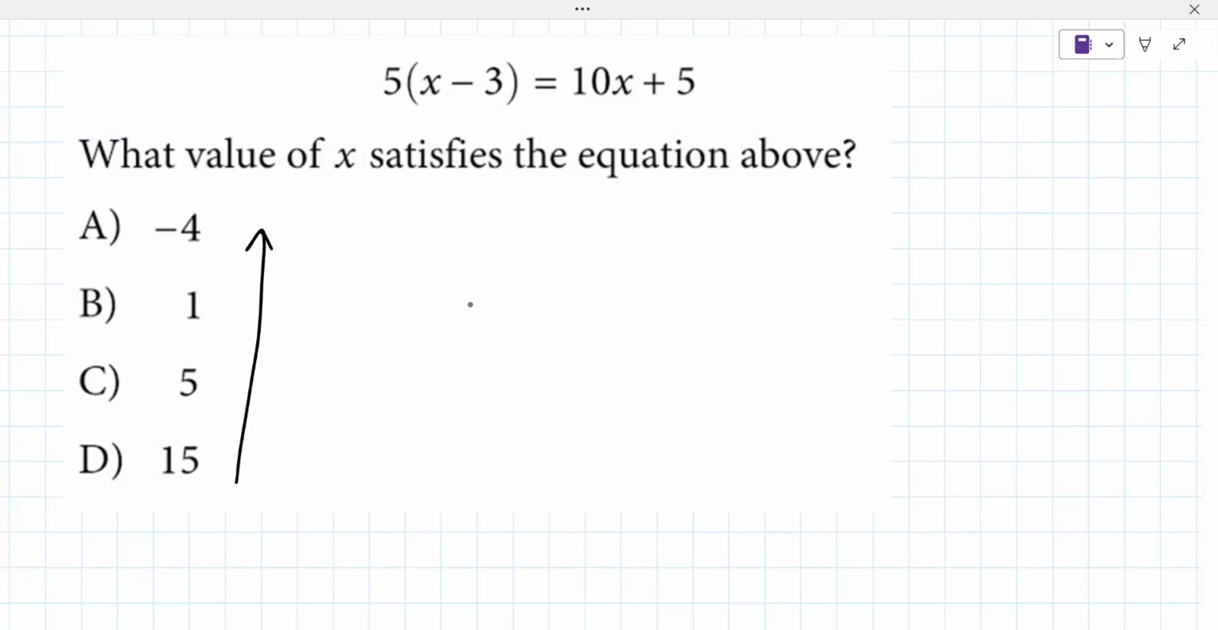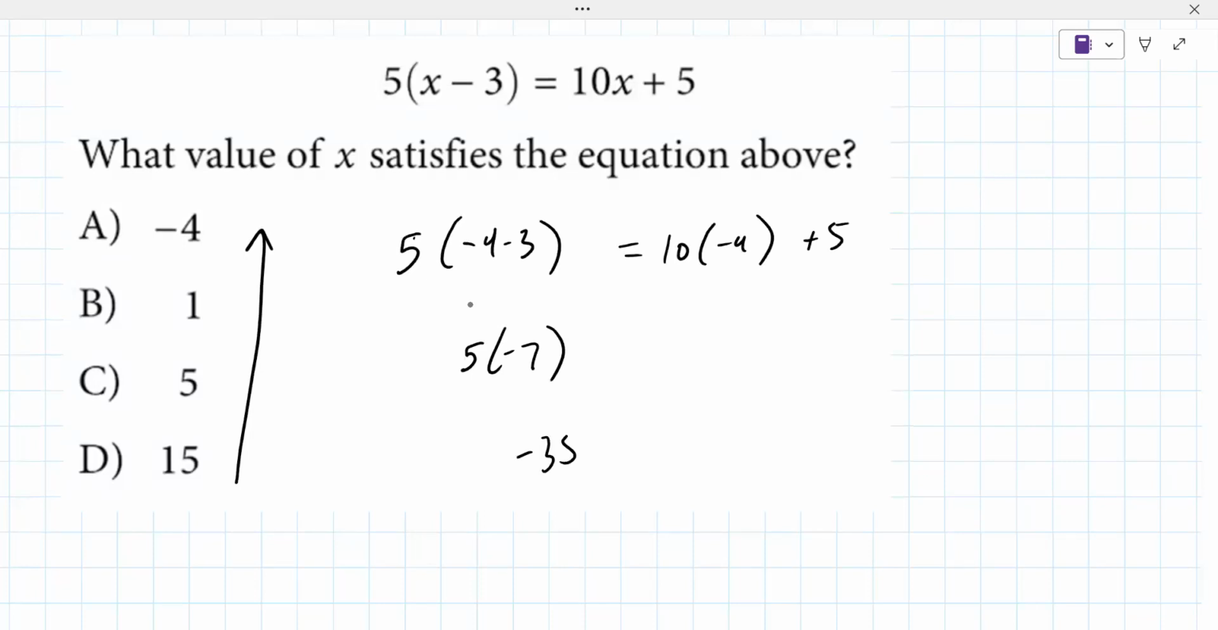-4. Let's try it here. So it's 5 times -4 minus 3 equals 10 times -4 plus 5, right? So that's 5 times -7, which is -35, equals -40 plus 5, which is -35, right? Good. So you got the correct answer.